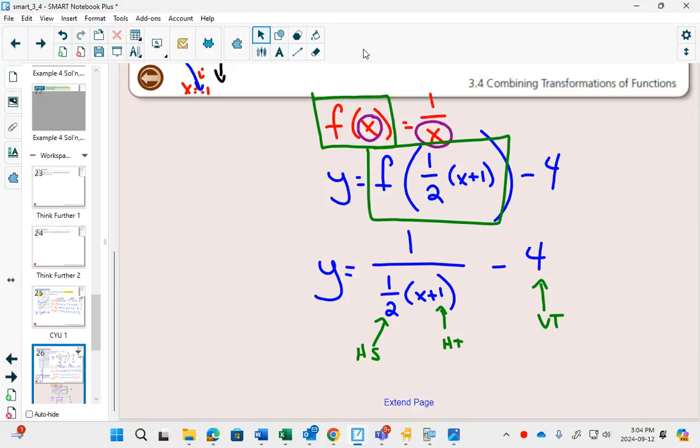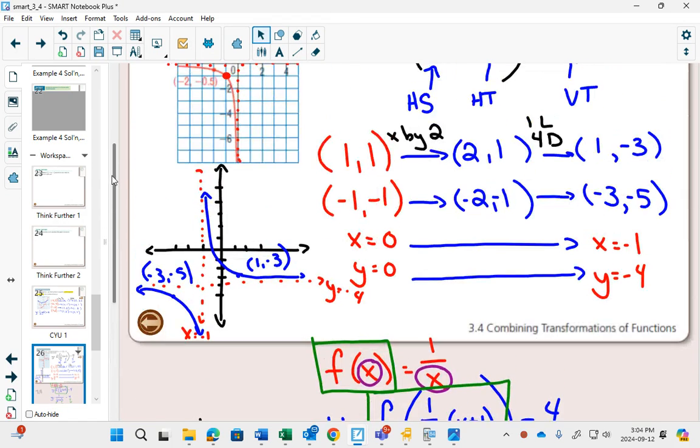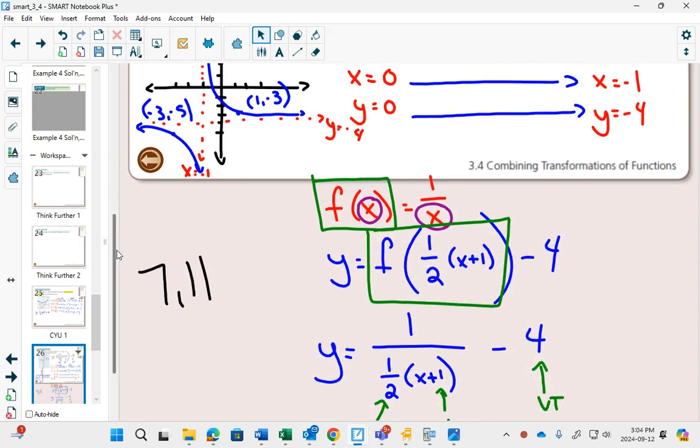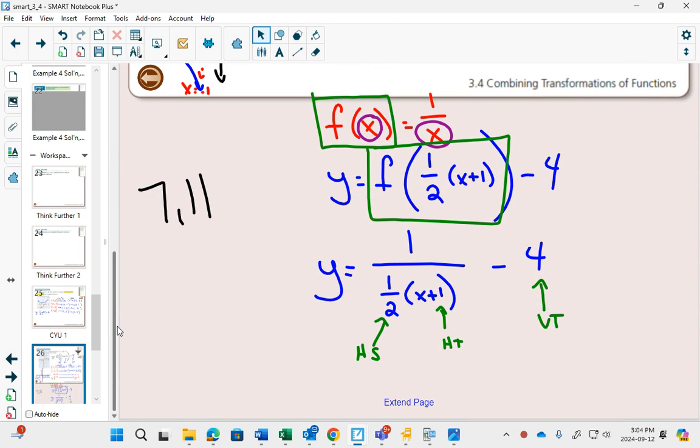Okay, questions for practice on this one? 7 and 11. Yes. Oh, I needed to reread the question. I was so far from the beginning of the question. Oh. And of each one, of course they want each one.